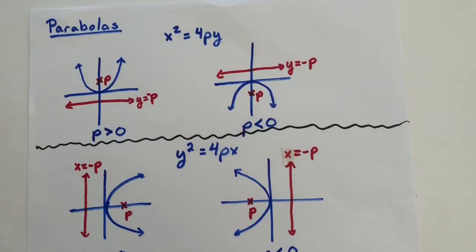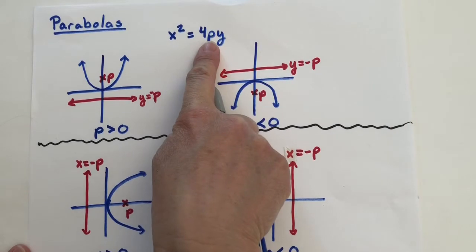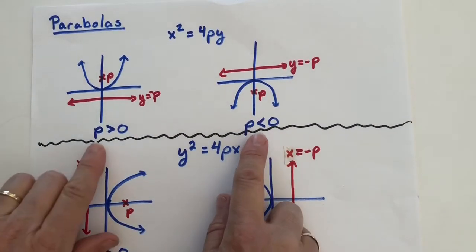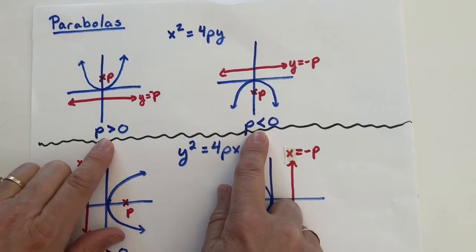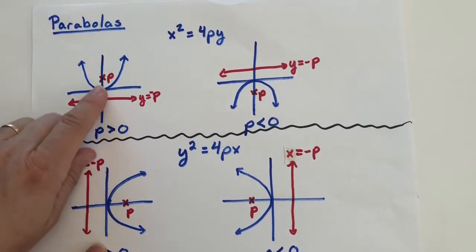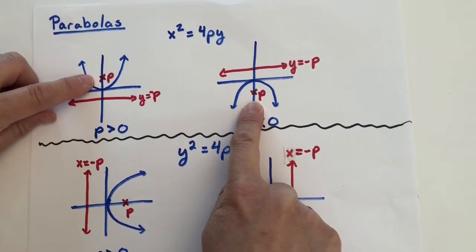In this video I talked about standard form for the equation of a parabola, and I have it summarized right here. Notice it's x squared equals 4py if the parabola opens up or down, and the sign of p helps determine whether it opens up or down. Notice in each case the focus is inside the parabola.